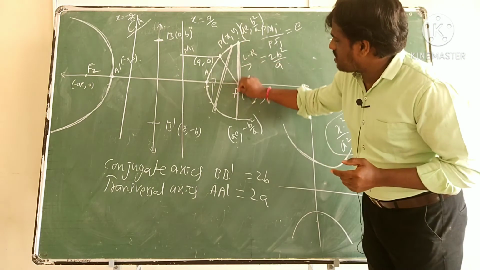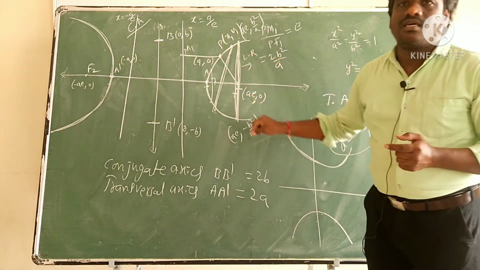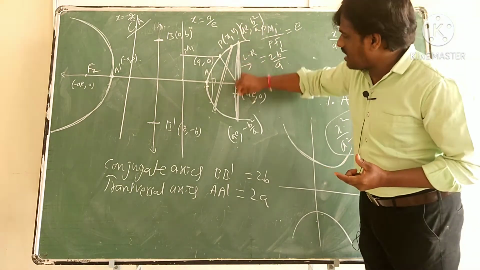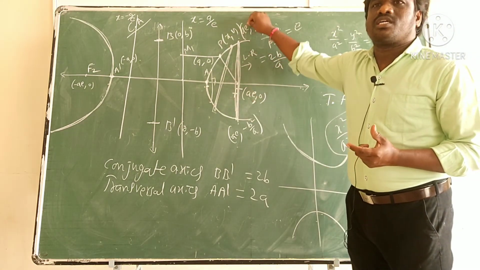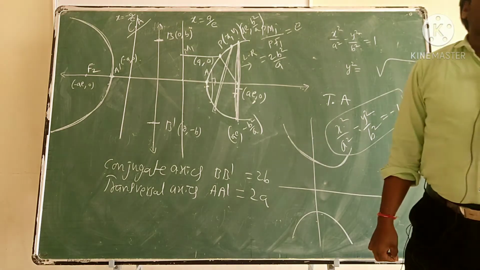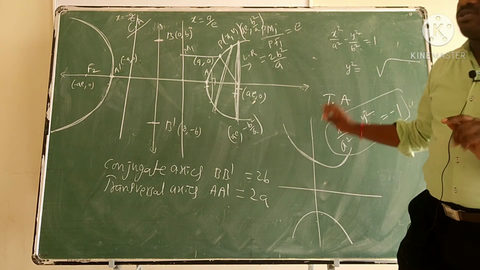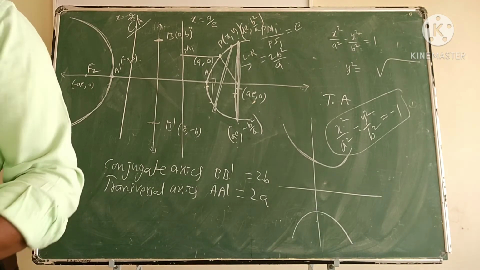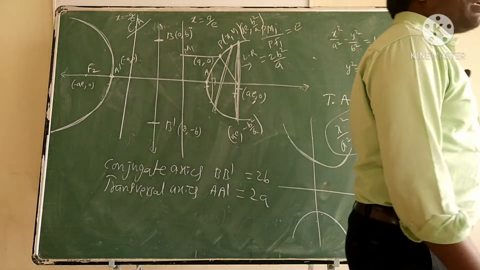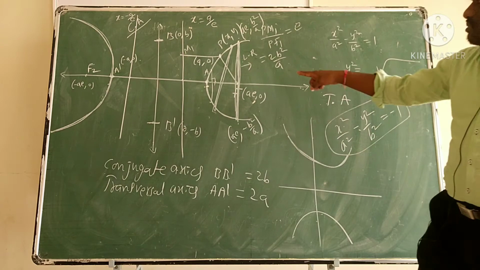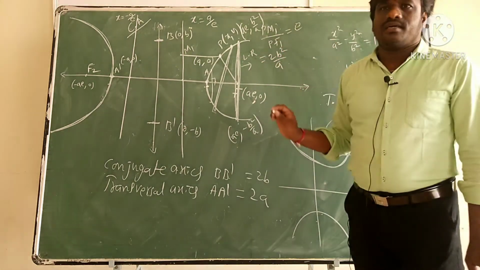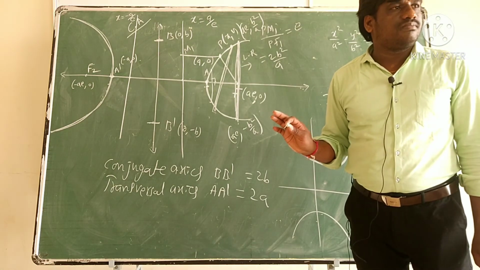What is the length of this one? This is the y-axis length. This length is b square by a, and this length is b square by a. So the total length is how much? 2b square by a. Okay, if you have doubt, I will show it. Here we just substitute, and in this way we get the length of latus rectum, 2b square by a.